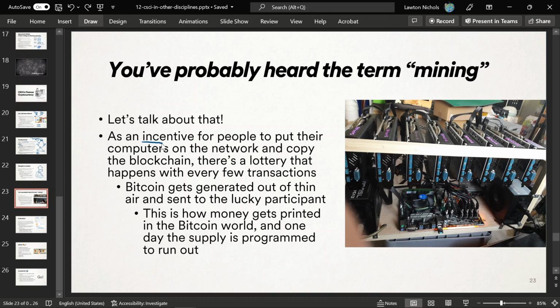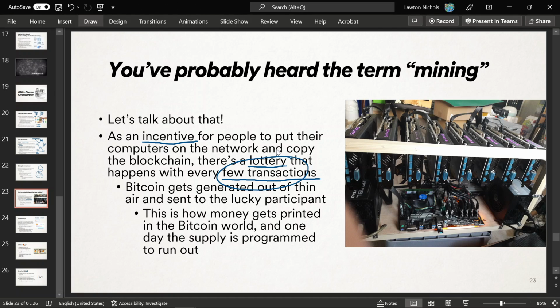So mining is essentially an incentive for people to put their computers on the network and store this giant copy of the blockchain. That takes energy and storage. Why would you want to do that? And the reason is mining. Okay? To get people to do this, to interconnect their computers together like this, every time a few transactions take place on the network and everybody agrees, then there is a secret special lottery that happens where money gets made out of thin air. That's how Bitcoins get created, okay?